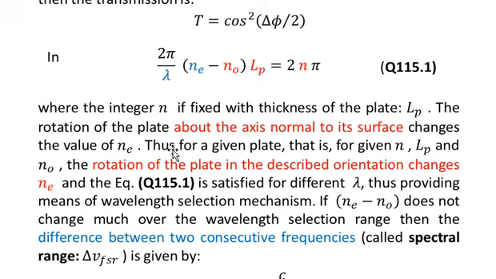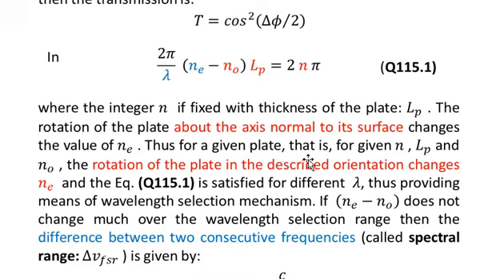So let me read the description. Where the integer N is fixed, and the thickness of the plate Lp is also fixed, the rotation of the plate about the axis normal to the surface changes the value of Ne. So you see that by rotating the birefringent plate, you can change the value of the refractive index Ne. And this requires that the rotation of the plate about the axis normal to its surface would change the value of Ne.